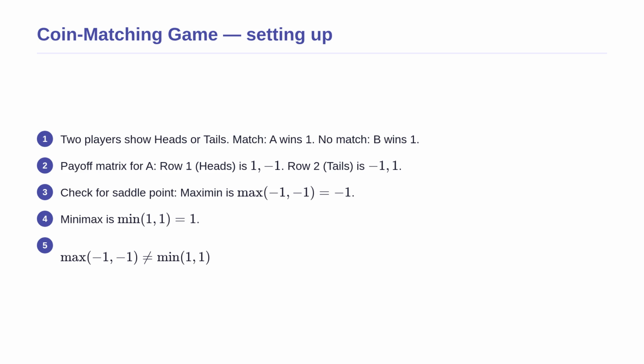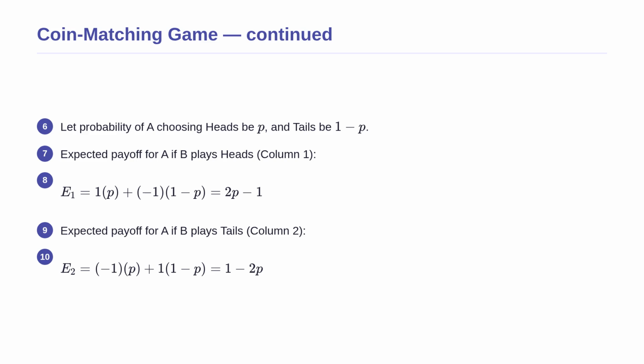First, we check if this game has a saddle point. For player A, the minimum of both rows is -1, making the maximin value -1. For player B, the maximum of both columns is +1, making the minimax value +1. Because -1 does not equal +1, there is no saddle point. Since there is no saddle point, we must use algebra to find the optimal mixed strategy.